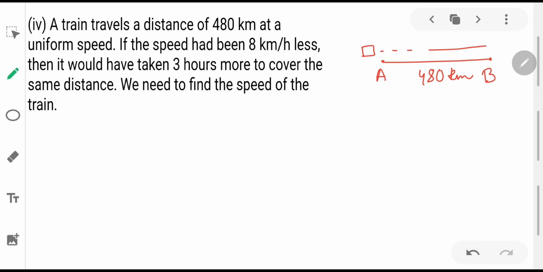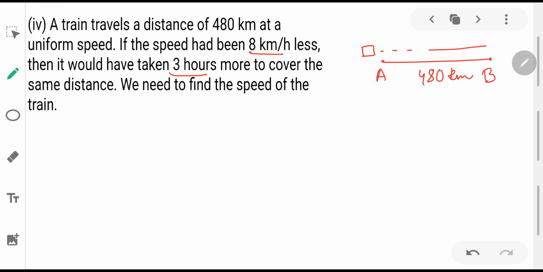It is traveling at a uniform speed. Uniform speed means it has not changed its speed for the entire journey. This is an ideal situation. In real life situations, the speed often changes. If the speed had been 8 km per hour less, then it would have taken 3 hours more to cover the same distance. So, obviously, if you are moving at a speed and if you decrease your speed, then you will take more time to cover the same distance.